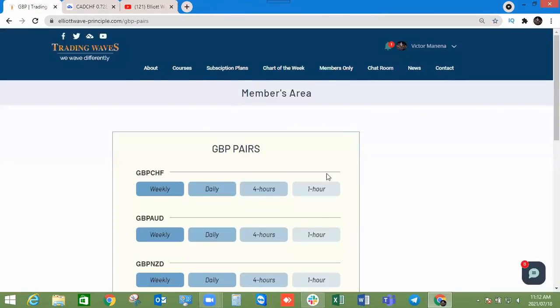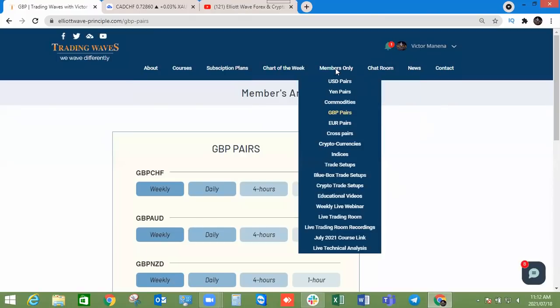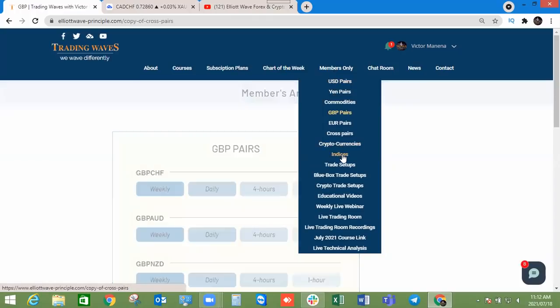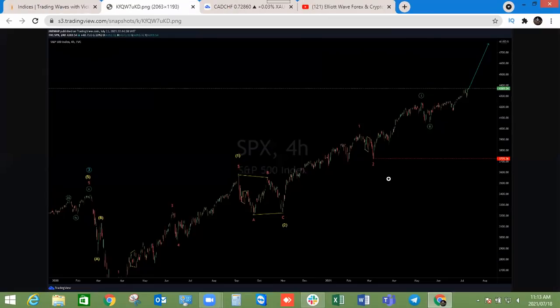Okay, let's go to the indices. The indices, you need to start being careful now because we've made significant moves. We've been on an uptrend for some time now. Let's have a look here on the indices. We've been on an uptrend for weeks now. You need to start being careful as much as we're still bullish.